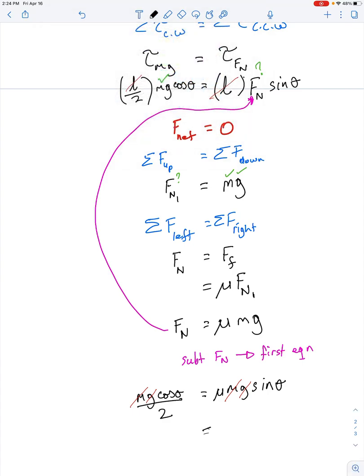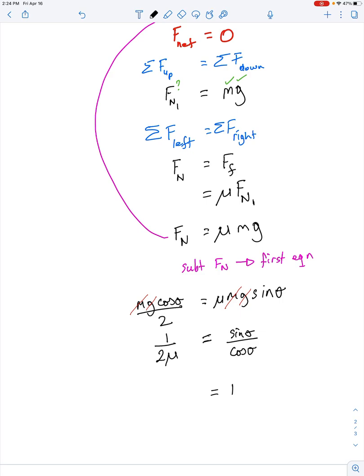So I'll end up with sine theta over cosine theta, which we all know is tan theta, equals 1 over 2 mu. Then if I want to find theta, I take the tan inverse of both sides. So theta is equal to the tan inverse of 1 over 2 mu. And that's it. That's the answer. Yes, I actually understood that.